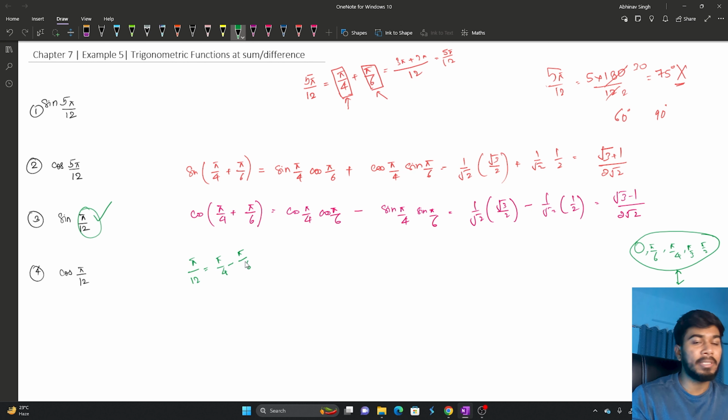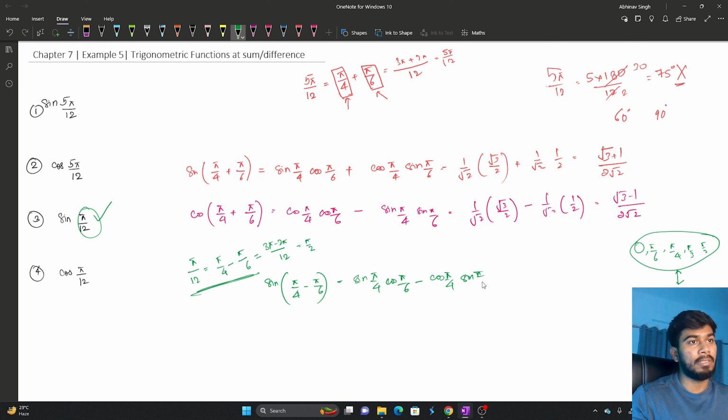So pi by 12 can be written as pi by 4 minus pi by 6. How? Solve it, see: 3 pi minus 2 pi, which is pi by 12. Cool. So I can write sine pi by 12 as sine of pi by 4 minus pi by 6. Now expand it: sin a cos b minus cos a sin b. This comes out to be root 3 minus 1 by 2 root 2.